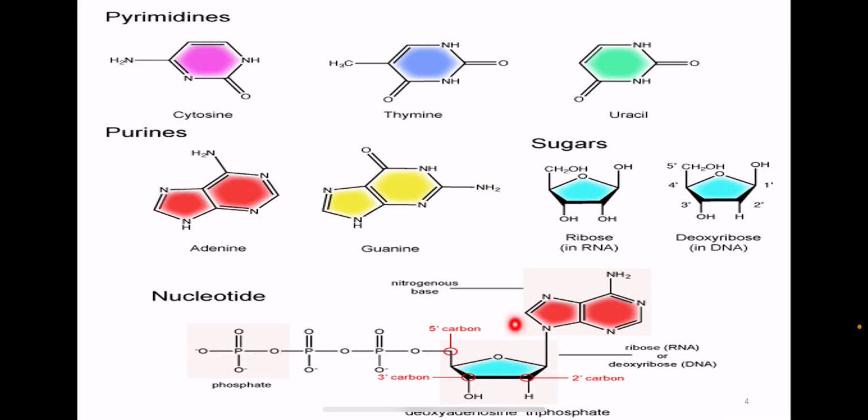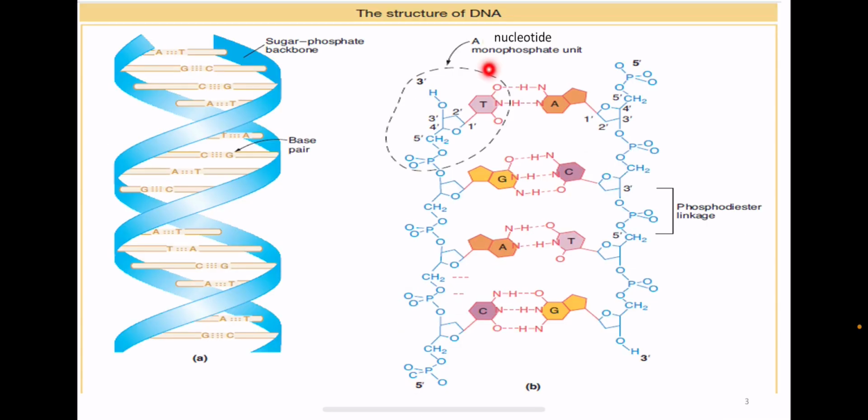So that's how a nucleotide looks, and multiple of these nucleotides come together to form our DNA strand. So this is one strand, this is another DNA strand. You realize this is your sugar, this is your base, and this is your phosphate group. The phosphate group is going to bind to the next nucleotide.